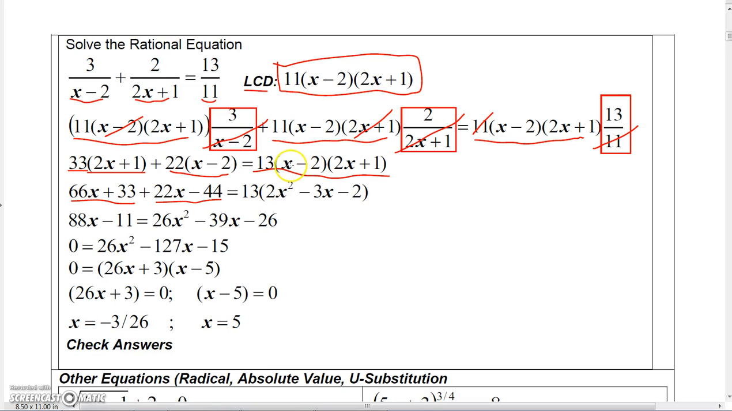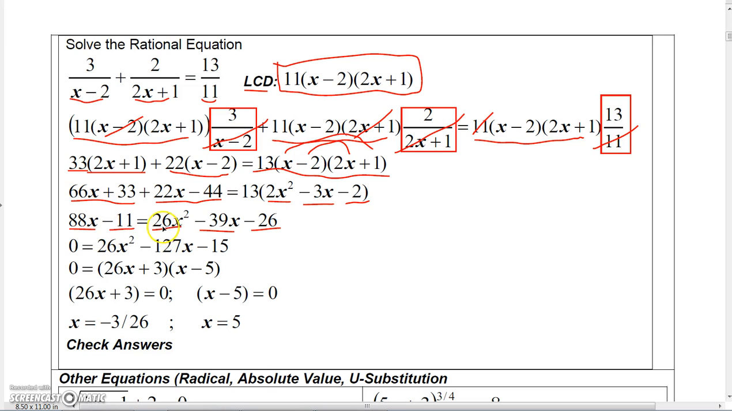Now over here, it's better to go ahead and FOIL these two, multiply these two binomials together. X times 2x is 2x squared, and then the outer product would be x, the inner product would be minus 4x, so x minus 4x is minus 3x, and then minus 2 times 1 is minus 2. Then multiply the 13 through. So 13 times 2x is 26x squared, 13 times minus 3 is minus 39x, 13 times minus 2 is minus 26. Now over here I collected like terms. 66x plus 22x is 88x, and then 33 minus 44 is minus 11.